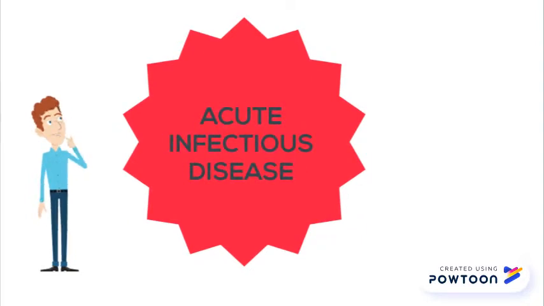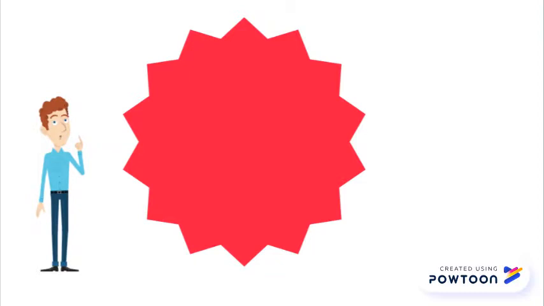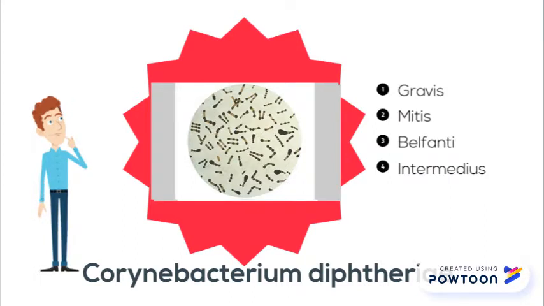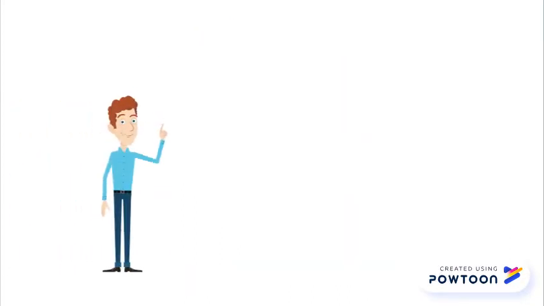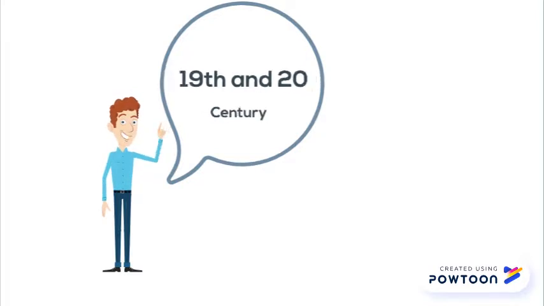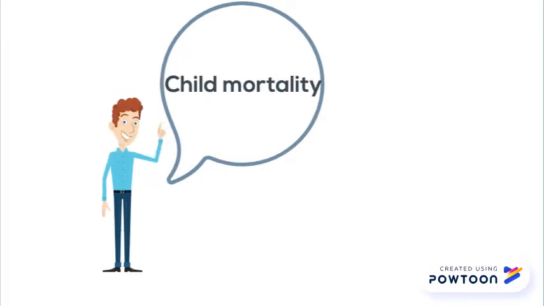Diphtheria is an acute infectious disease and was first described by Hippocrates in the 5th century BC. It is caused by the bacterium Corynebacterium diphtheriae and has 4 biotypes. Today, it is not a great threat to public health. However, in the 19th and 20th century, it was responsible for a large number of child mortalities.